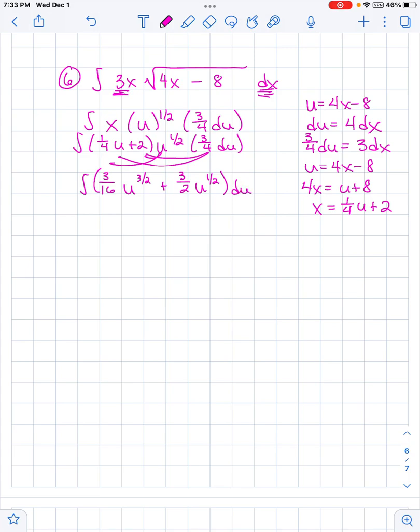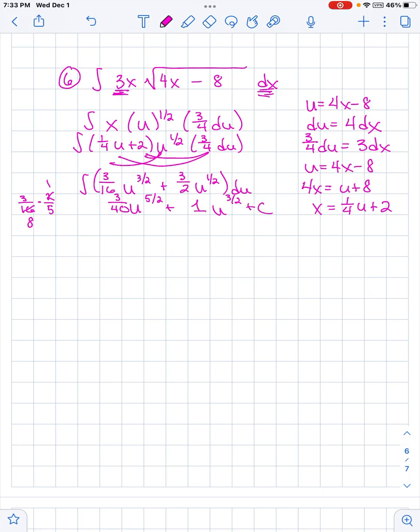Okay, now that I've got it in the form of a polynomial, I can just work backward from the power rule. So I'll add 1 to the exponent. This is u to the 5/2. I'm going to do a little bit of work off to the side. If I do 3/16 divided by 5/2, that's the same thing as 3/16 times 2/5. So this becomes 3/40. Okay, similarly here, I'm going to add 1 to the exponent, so now that's 3/2. 3/2 divided by 3/2 is just 1.